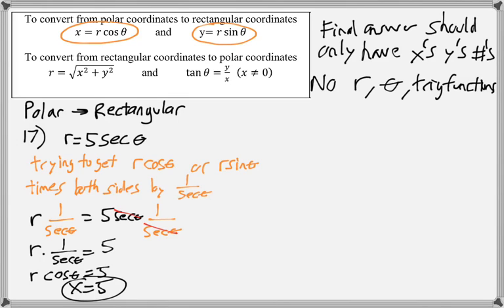So the equation r is equal to 5 secant of theta, that's the polar equation, and the equivalent equation in rectangular form is x is equal to 5.